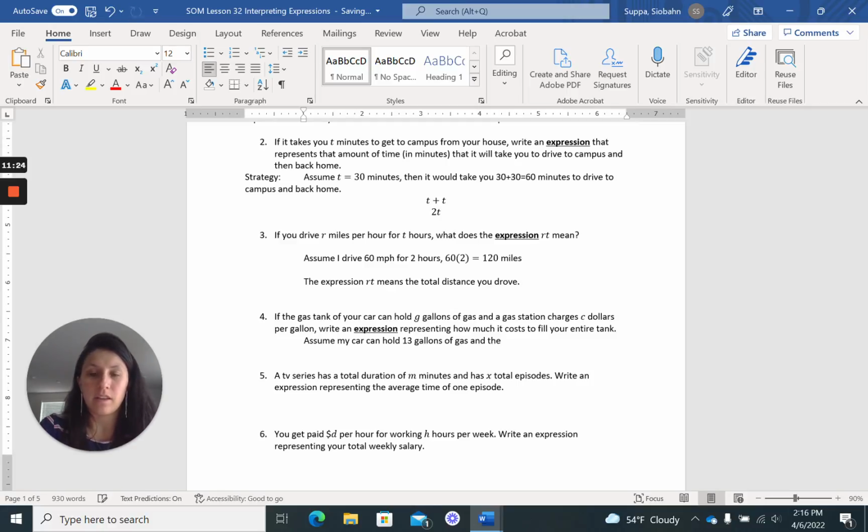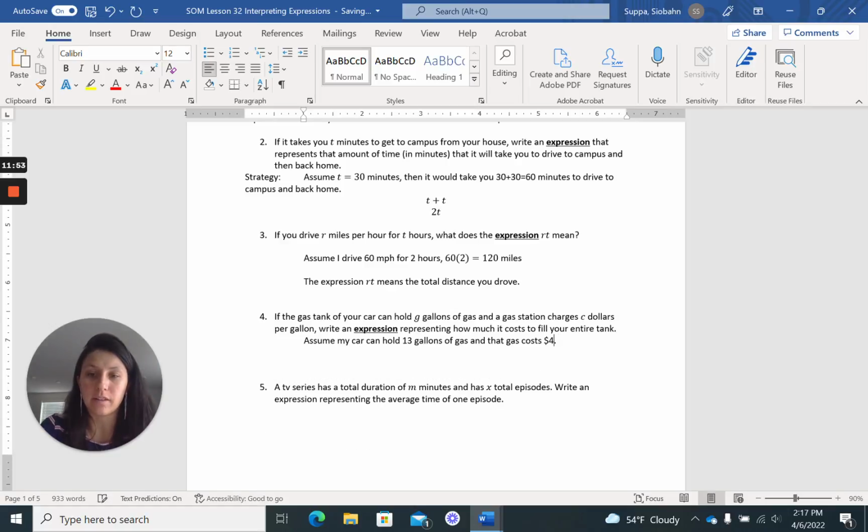So I think it's about $4.70. I have to buy premium gas because I have the best car in the world, which is a Subaru WRX. And it's got an exhaust on it and it's got a turbocharger, so it requires premium. So for simplicity, let's say gas costs $4. So assume my car can hold 13 gallons of gas and that gas costs $4 per gallon.